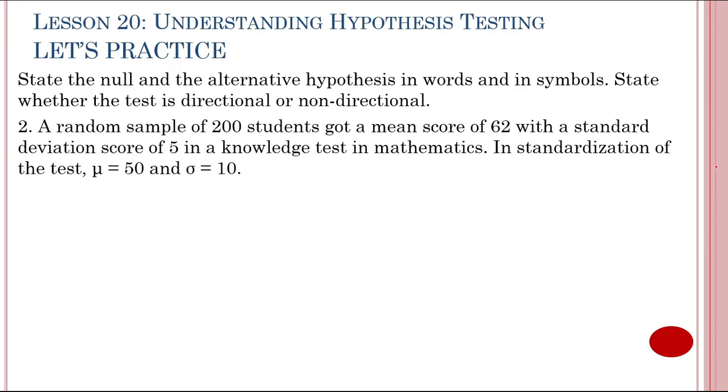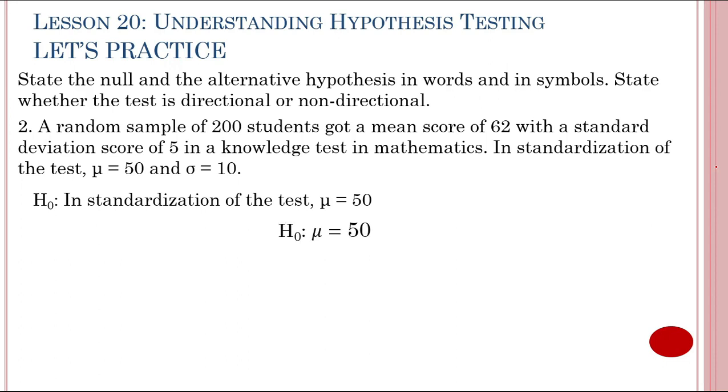Next. A random sample of 200 students got a mean score of 62 with a standard deviation of 5 in a knowledge test in mathematics. In standardization of test, the mean is equals to 50 and standard deviation is equal to 10. Okay, good. So, ano ang ating null hypothesis dito? Ayun, very good. In standardization of the test, the mean is equals to 50. Therefore, the null hypothesis is the mean is equals to 50.